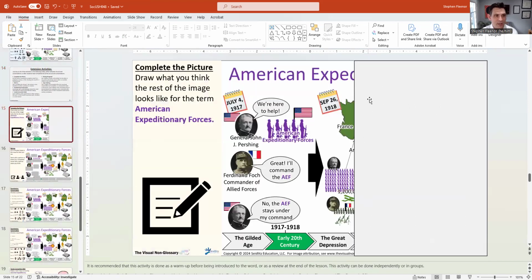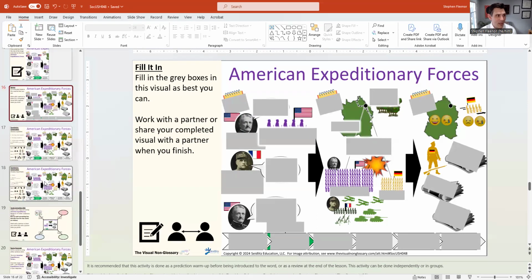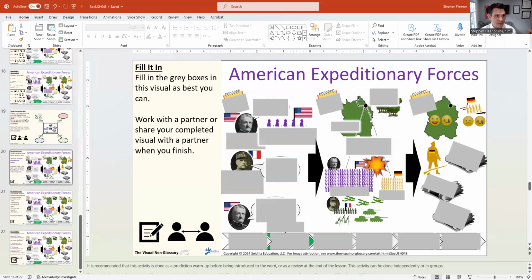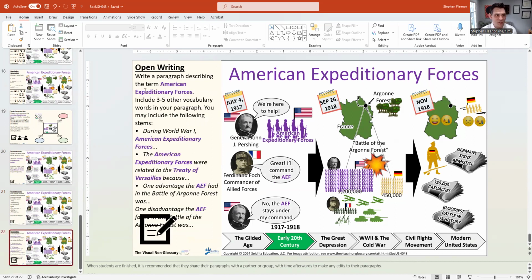So for example, there's the activity Complete the Picture that has students try to guess what the rest of the picture might look like. Fill it in has students try to fill in the label. You get to decide whether or not you want to give students a word bank for this activity. And then there's key writing activities like a roving paragraph that comes with transition words that help students build a paragraph, or even the expectation to write a full paragraph using all the stems from the lesson.